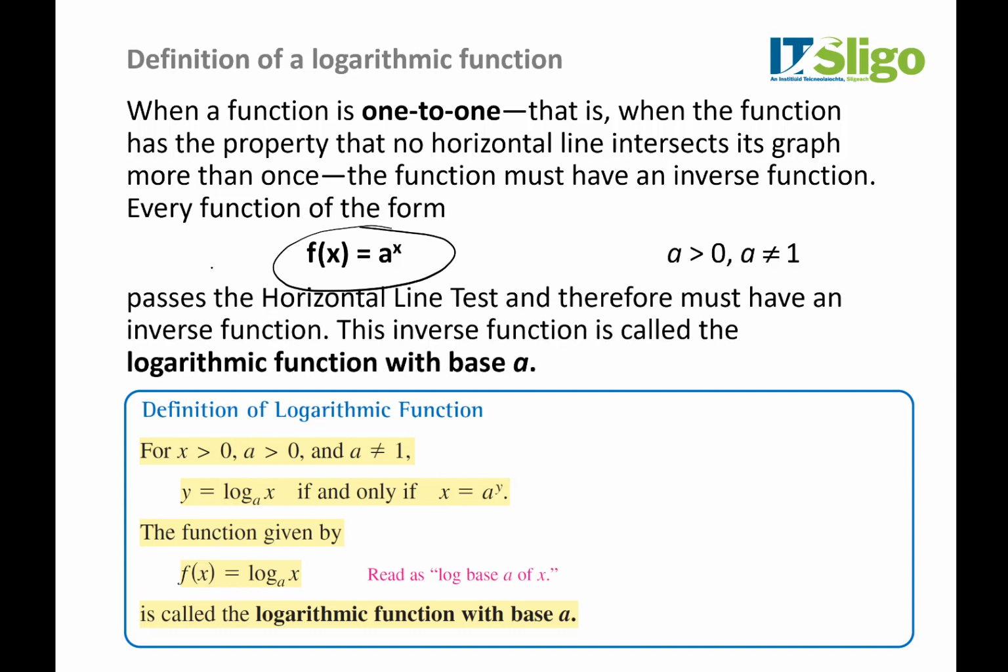So the inverse of an exponential function is a logarithmic function. Some definitions of a log there: x must be greater than 0, and a must be greater than 0. Because if a was negative, then every second value would be positive and it would produce an unusual looking graph. And a can't be equal to 1 because 1 to any power is just going to be 1. We'll look at some of these rules in a little bit more detail.